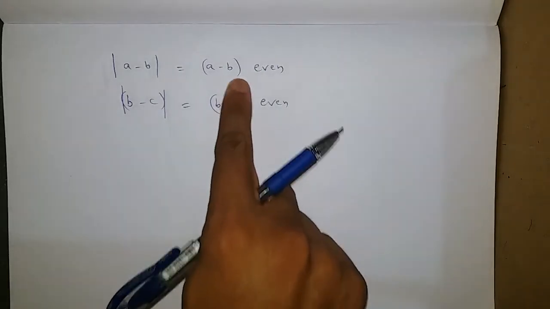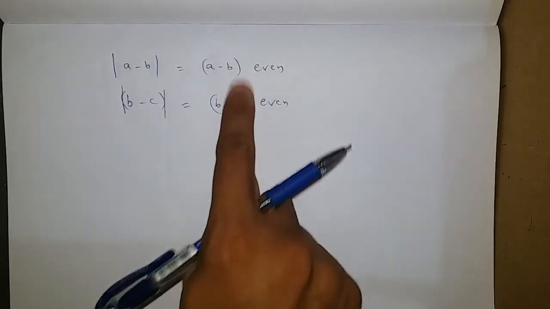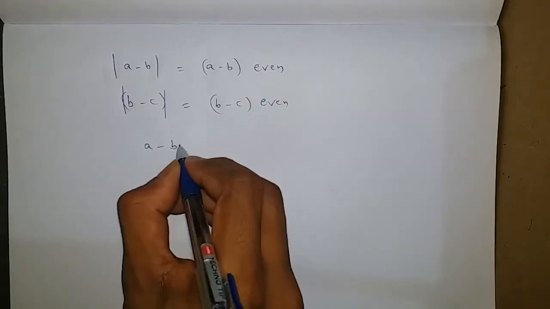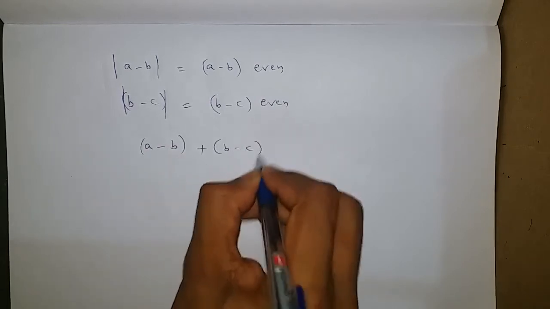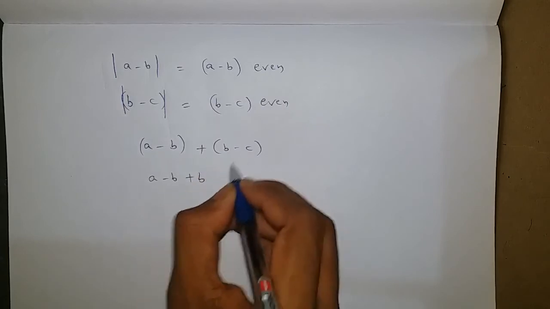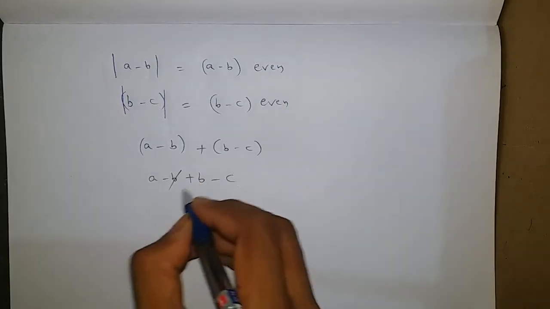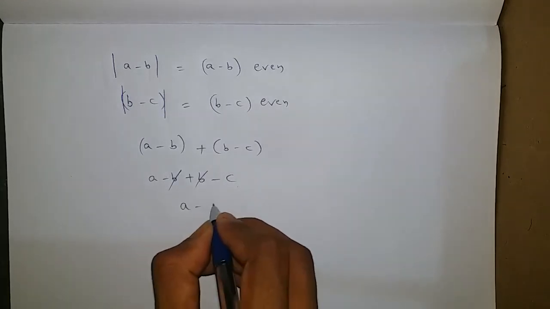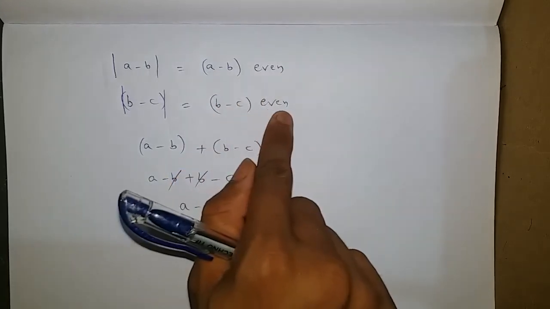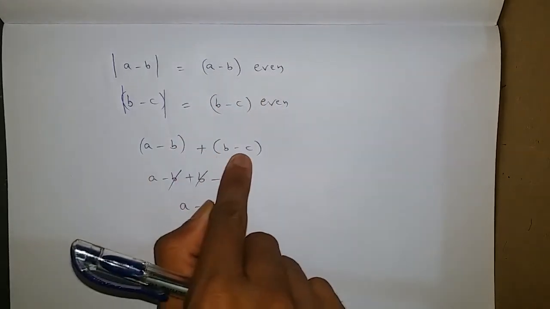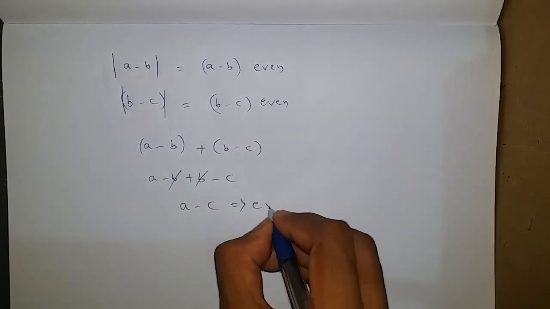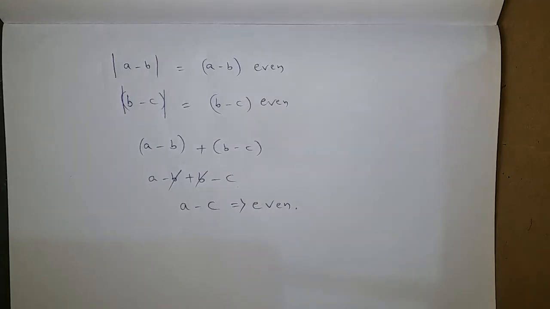Now, for this a minus b as well as b minus c, I am doing addition. That is a minus b plus b minus c, which is a minus b plus b minus c. Minus b plus b will get cancelled, so we are left with a minus c. A minus b is an even number, b minus c is an even number. When we add both even numbers, the result is also an even number.